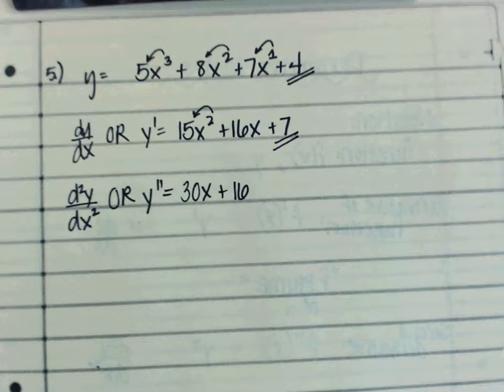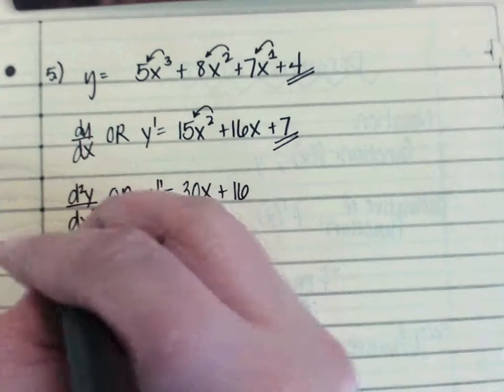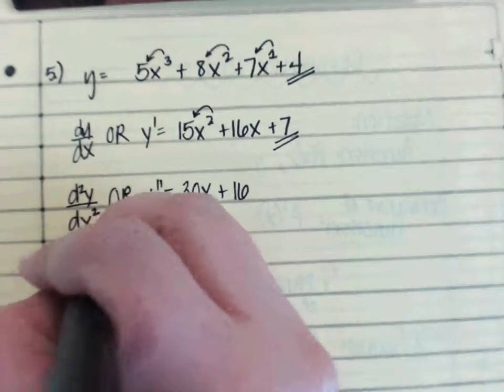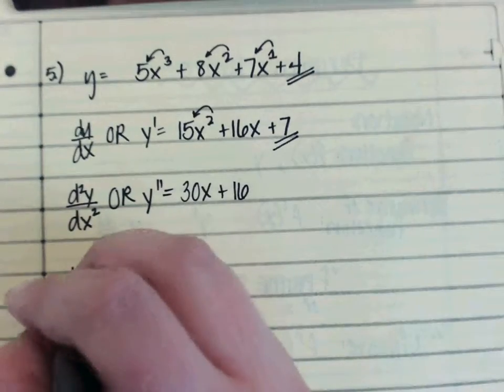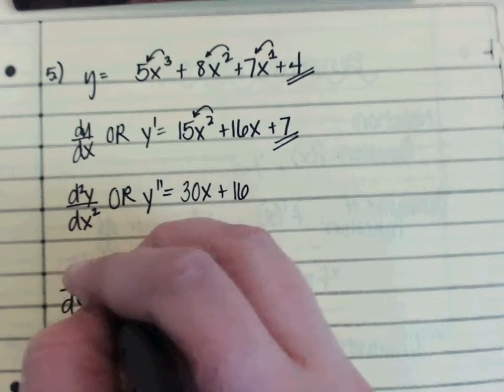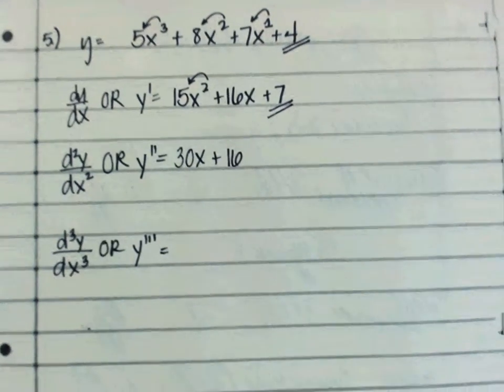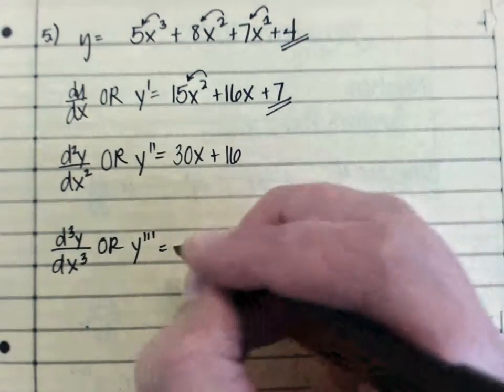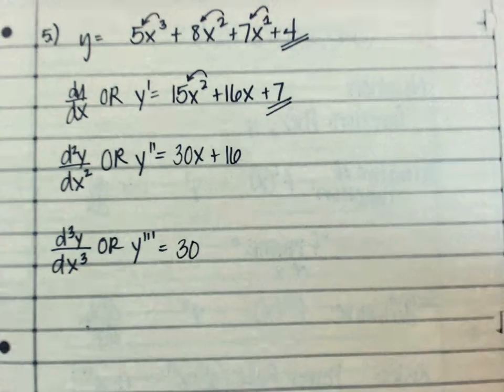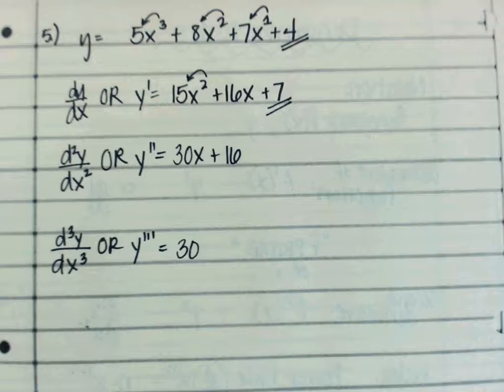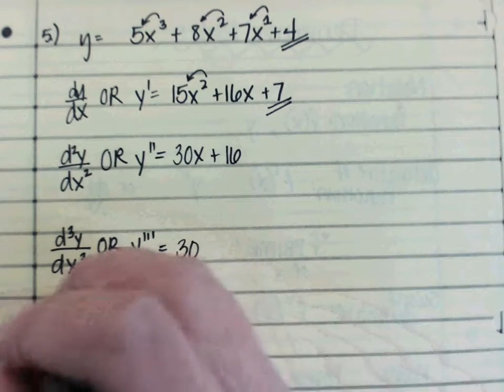Very good. Make sense? Now, what if I asked you, use your power of deductive reasoning skills, what do you think the third derivative means? Then you'd take the derivative one more time. So what's the derivative of 30x? 30. 30 only. What about the plus 16? Constant. Goes away. Very good. Make sense? Okay, cool. All right, next one we're going to look at.